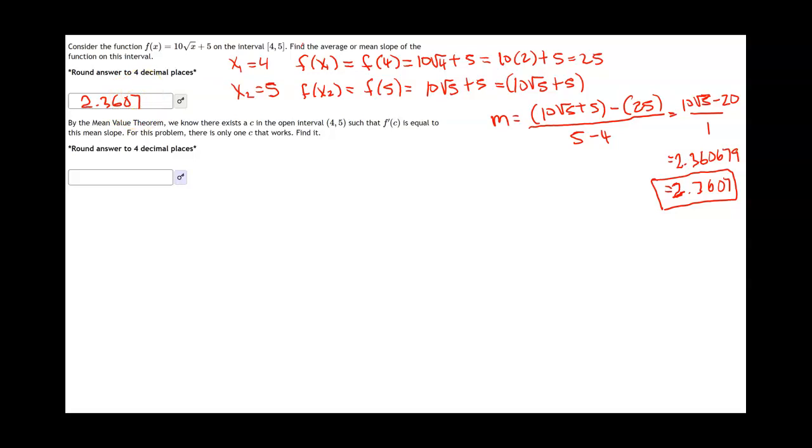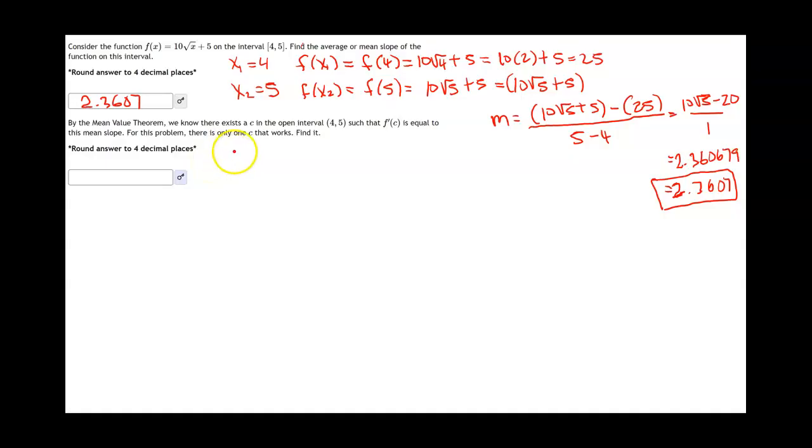Part B, it says by the mean value theorem, we know there exists a c in the interval 4, 5 so that f prime of c is equal to the slope. So we've got to find out what is f prime of c, but before we can do that, we need to find out f prime of x.